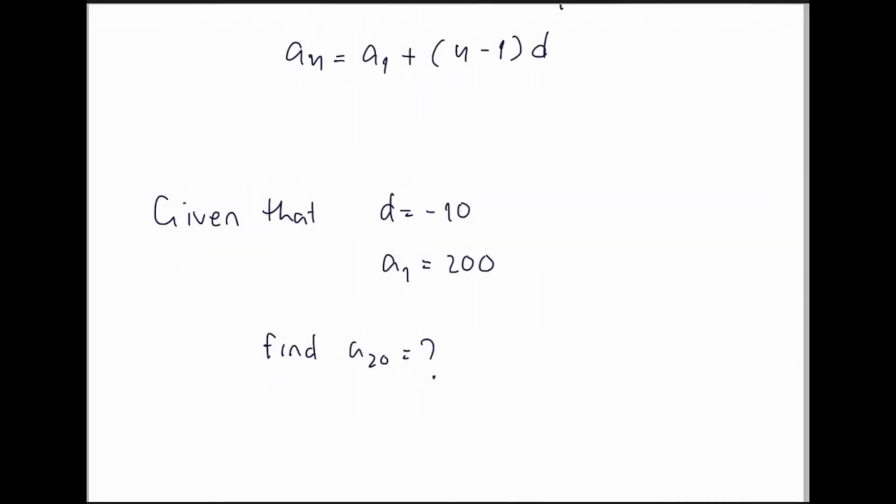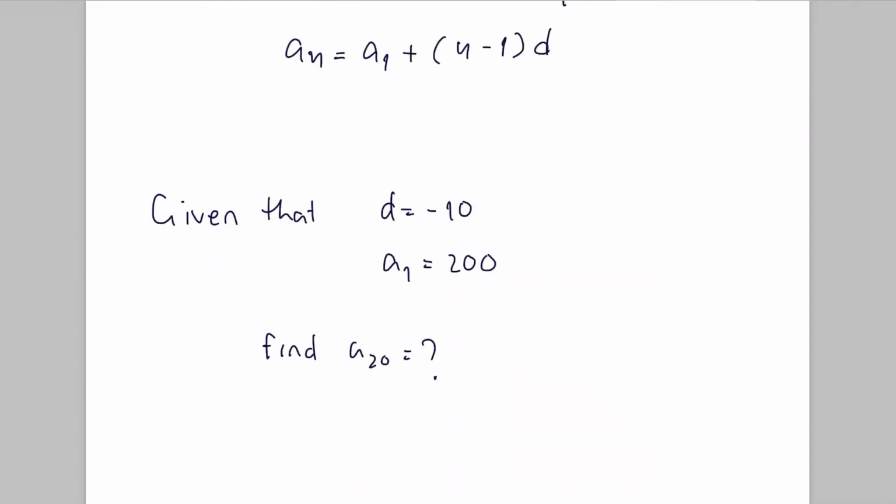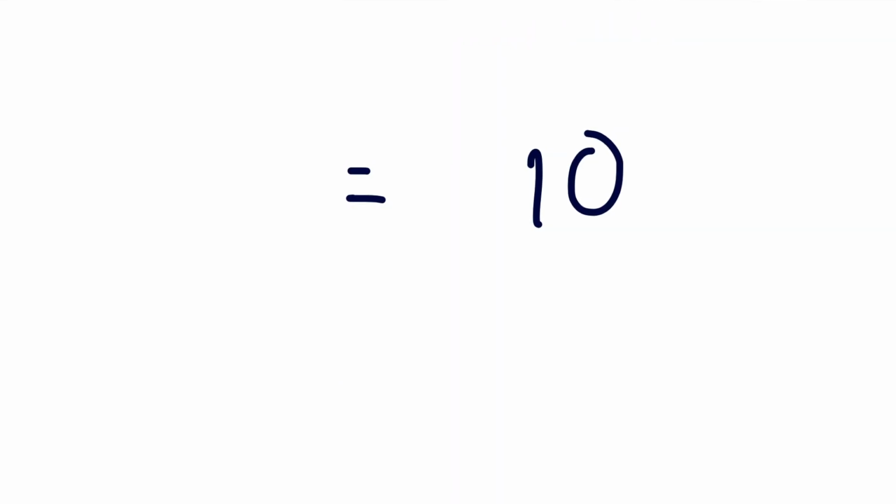So let's do another question together. Given that the common difference is minus 10 and the first term is 200, and the question wants to know what is the value of a20. So let's plug in all the factors. So a20 is equal to 200 plus (20 minus 1) times negative 10, and the result would be 10.